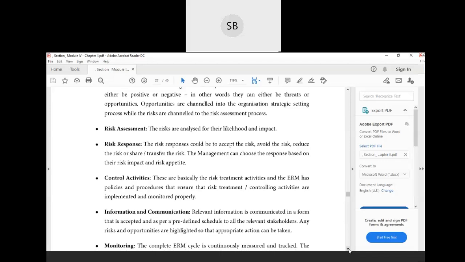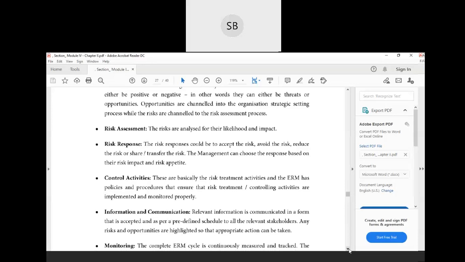If there is a risk, how will you treat the risk? The ERM has policies and procedures to ensure that the risk treatment and controlling activities are implemented and monitored properly. What are the policies or procedures you decide? It comes under control activities.